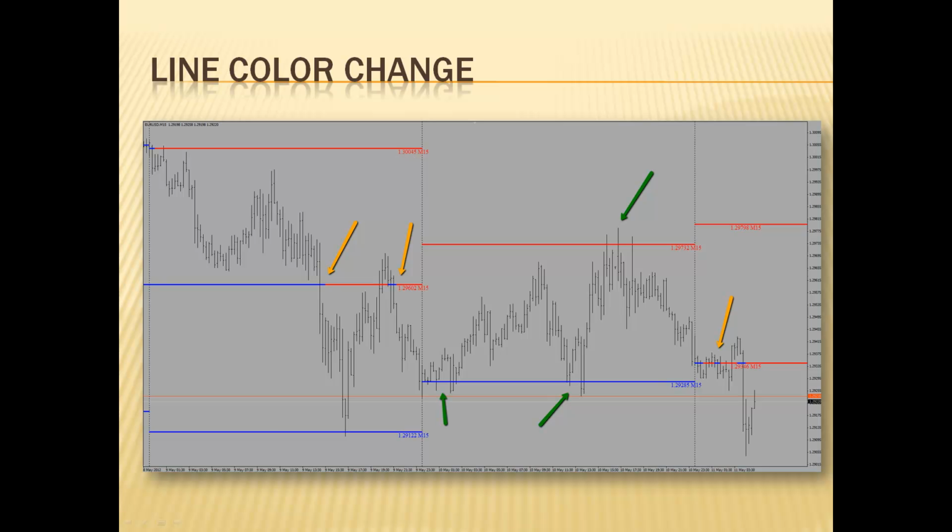Now, let us talk about line color changes. In this slide, I have marked levels that changed color in yellow arrows, while levels that did not change color in green arrows. The question is, what does color change mean? And can it be used in trading? The answer to the first question is, when the color of the line changes, it means that the role of that line has changed. Meaning, if the level was support and was blue in color, then the line changes color to red. This means that the level is no longer acting as support, and is now acting as resistance.